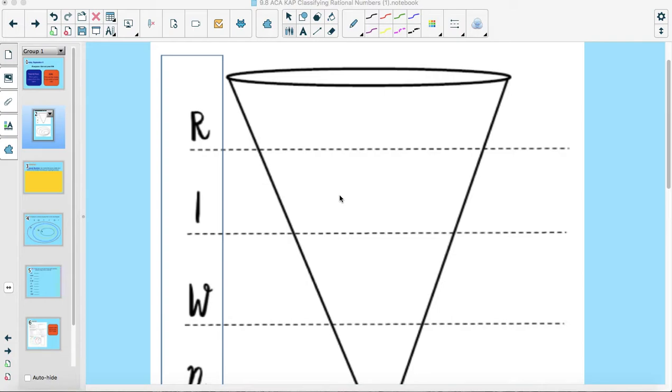So go ahead and pause this video to print out the notes or while you draw this in your ISN, and then when you're ready to get started, go ahead and push play.